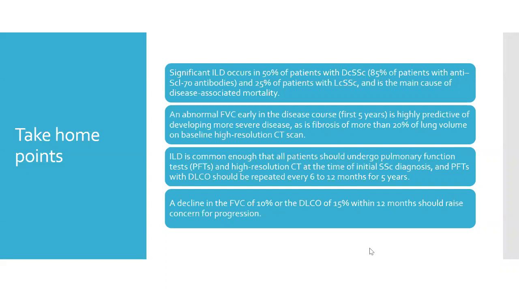Remember that FVC decline is important, and early FVC, in the first 3 to 5 years, if you have an FVC that is low, fibrosis that's more than 20%, these are the patients who have high risk for progression. ILD is so common that any scleroderma patient should be screened for ILD and PH at the time of diagnosis. If they don't have it, they should be screened at regular intervals. And if you have an FVC decline of at least 10% or a DLCO decline of 15%, this should raise concern for progression of disease.